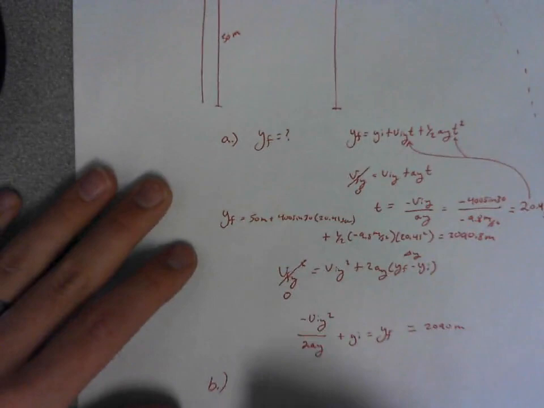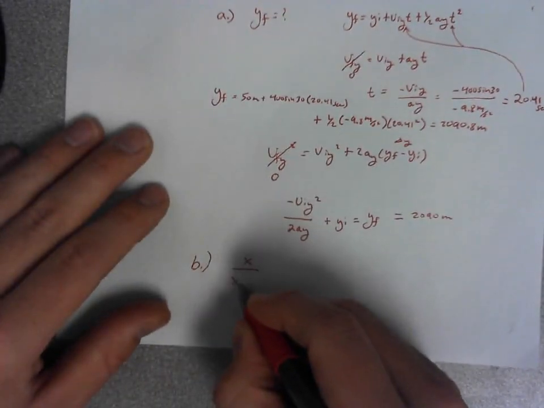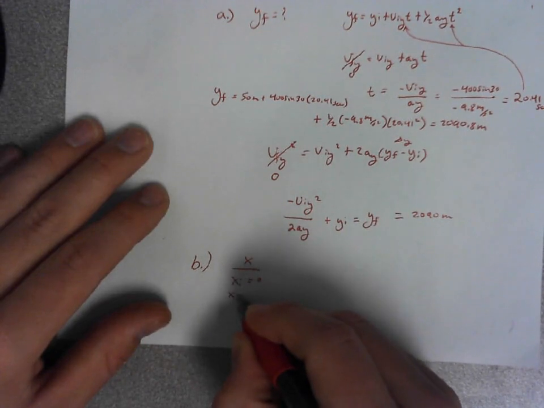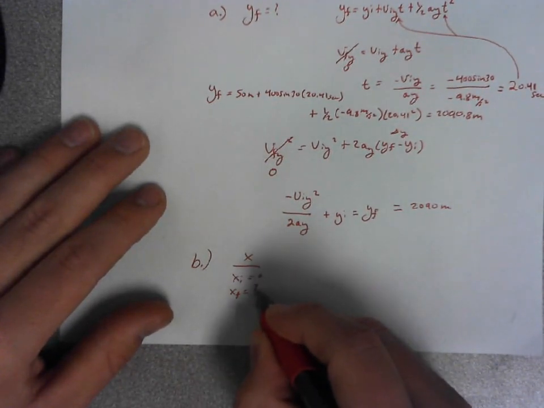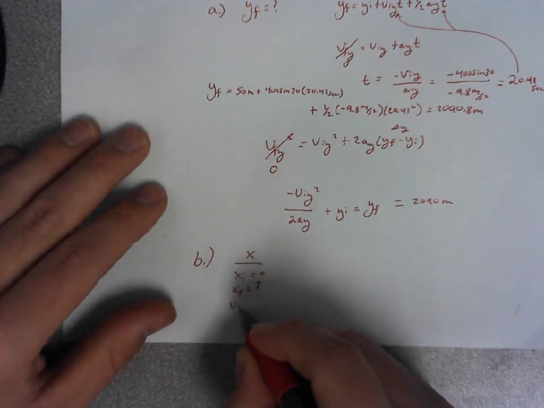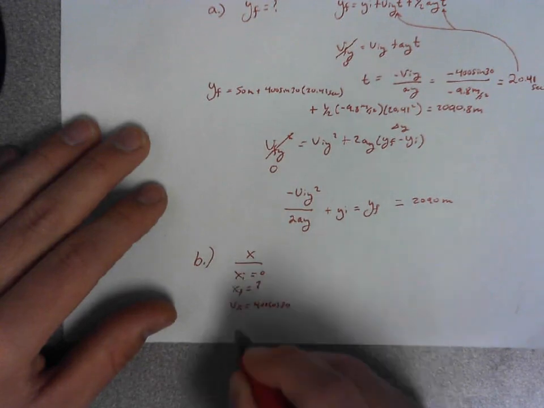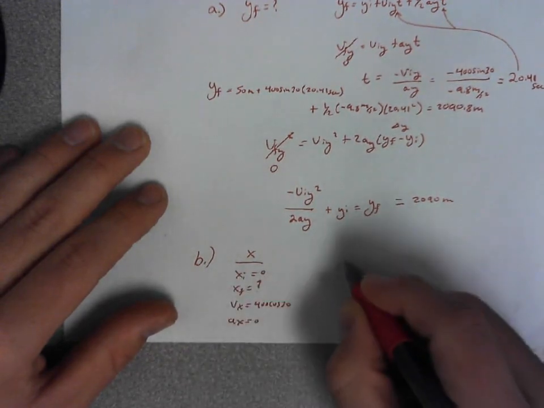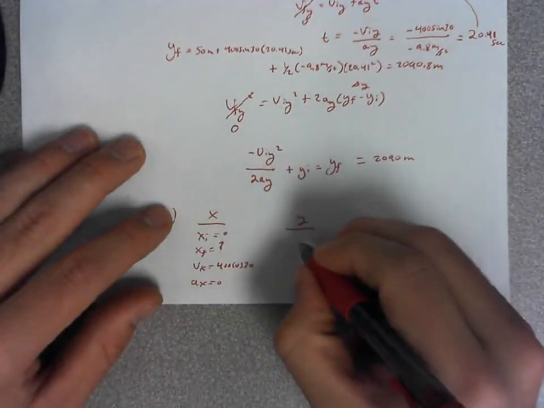So I'm going to rewrite my givens. All right. My x initial, I still don't know. I'll just say it's 0 at our new spot. Don't know x final. Okay. My velocity in the x has stayed the same, so 400 cosine 30. My ax is still 0. And my y. Okay. Now my y.